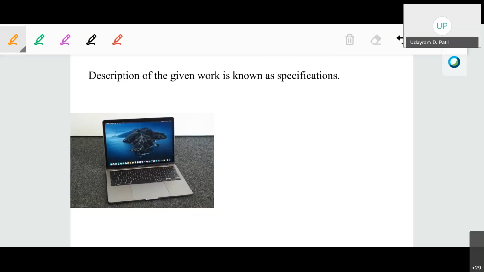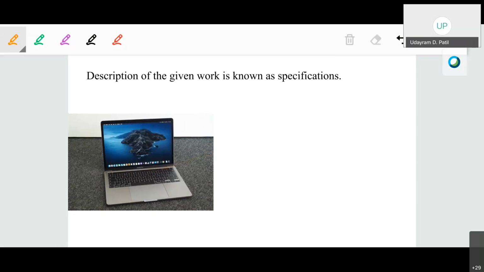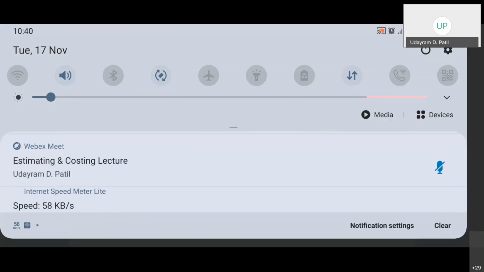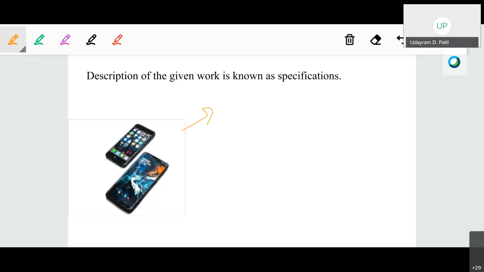So in case of the mobile, the specification of the mobile will first be the company name.